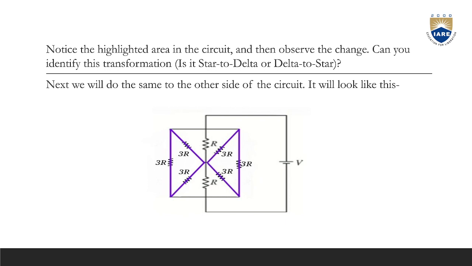Can you identify this transformation? Is it star to delta or delta to star? It is star to delta, right? Next, we will do the same to the other side of the circuit. It will look like this. Then the resistance becomes R2, 3R, 3R, 3R.